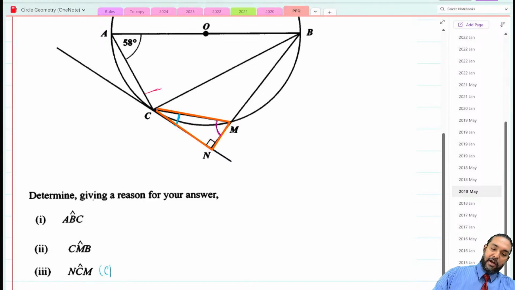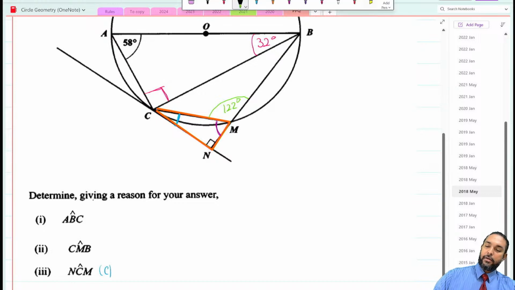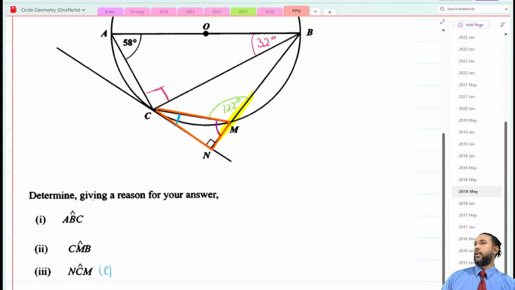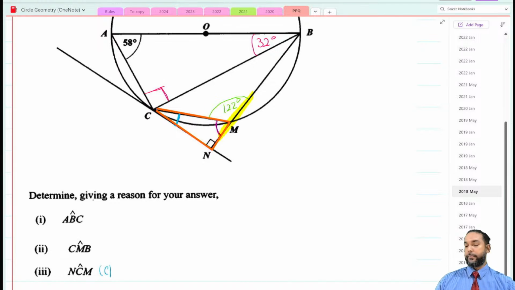We have a 90-degree angle here, not so? The angle on top here was 32. And what was the angle we just found? This angle here, not so? 122? Aha! And is that a straight line, not so? What's the angle on a straight line? 180 degrees. So if we have the green portion of it, how do we find the purple one? Subtract from 180.